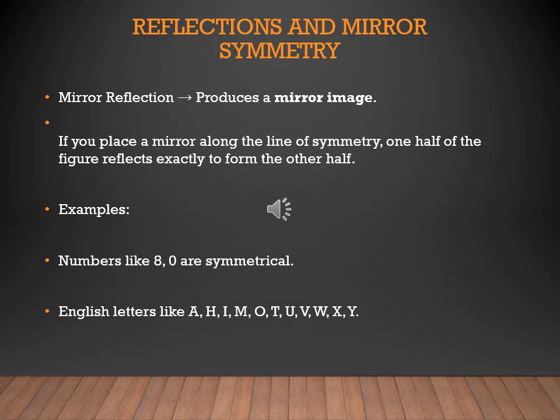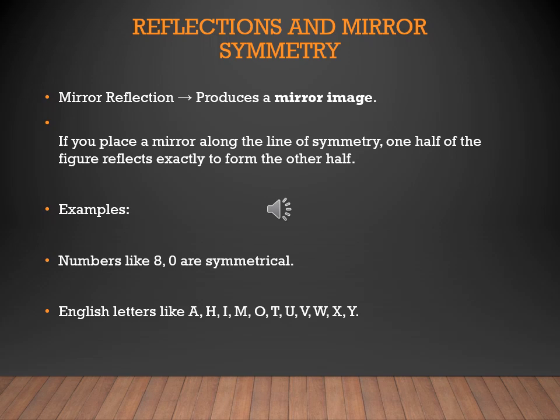Reflections and mirror symmetry. What is reflection? Reflection means seeing the reversed image of an object, like you see in a mirror. Whenever you stand in front of a mirror, what you see is your reflection. Your left hand appears as the right hand in the mirror, and the right hand appears as the left. This is because a mirror flips the image. So reflection changes the side of the object but keeps the shape and size the same.